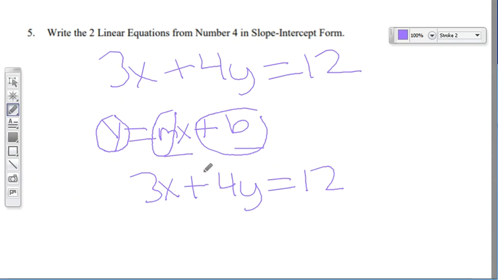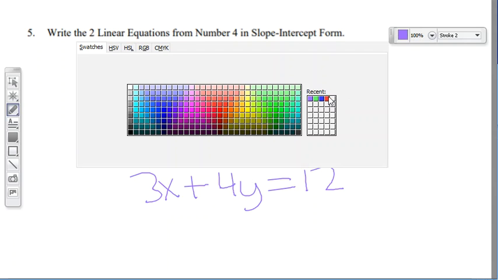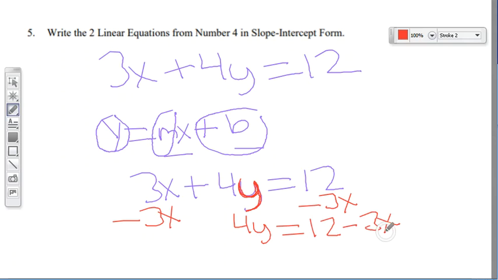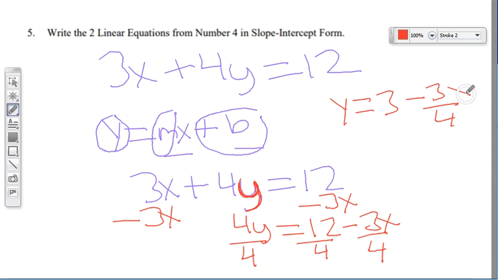We're both available. So now, to put this in slope-intercept form, we need to solve for the y. We need to get the y by itself. We can see that the y is right here on the left side of our equation. So in order to get that alone, we're going to need to subtract 3x from both sides, which gives us 4y equals 12 minus 3x. Then we need to divide by 4 on everything. So that gives us y equals 3 minus 3/4x.